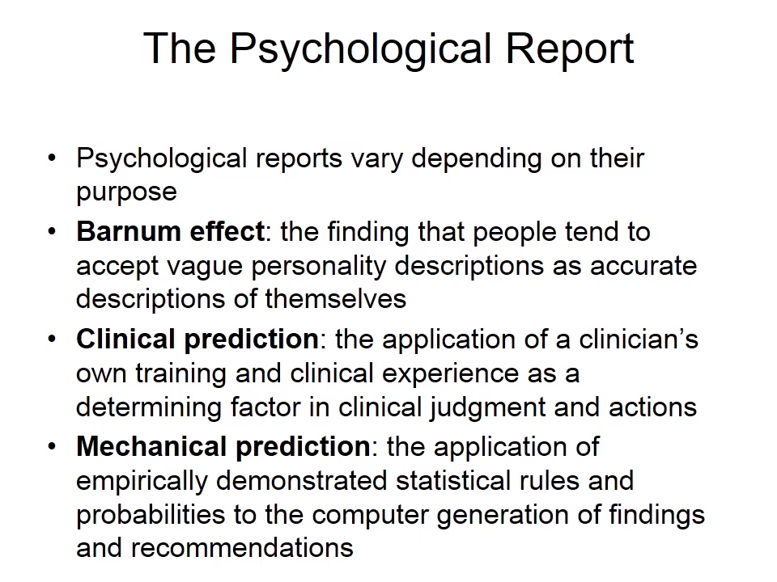Clinical prediction: the application of clinicians' own training and clinical experience is a determining factor in clinical judgments and actions. So a lot of research has actually found that the clinician themselves, their own experiences, the types of patients they've had, and their own training is also just a predictive aspect of the kinds of diagnosis they give. And this again gets to that idea that two different clinicians using the same checklist might come up with different diagnoses. So let's think about that for a second.